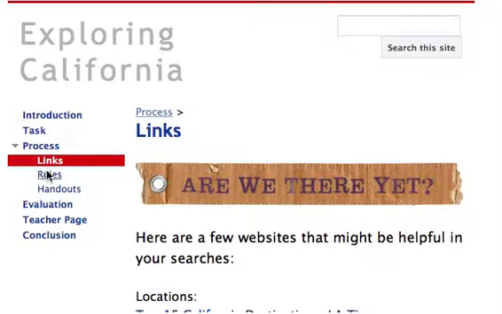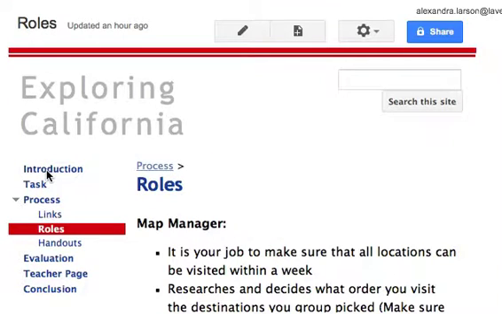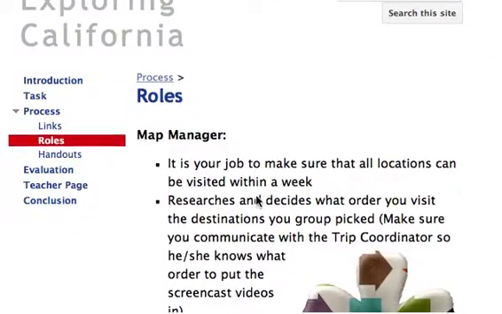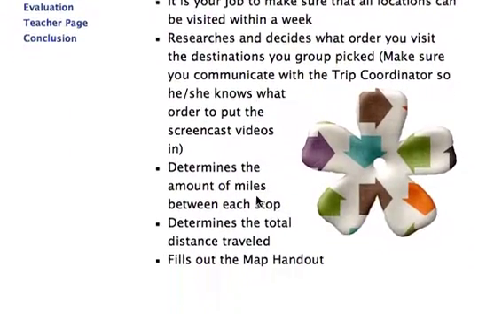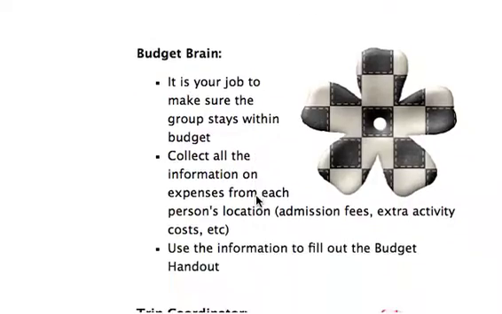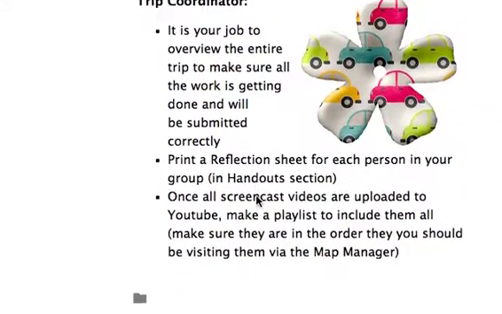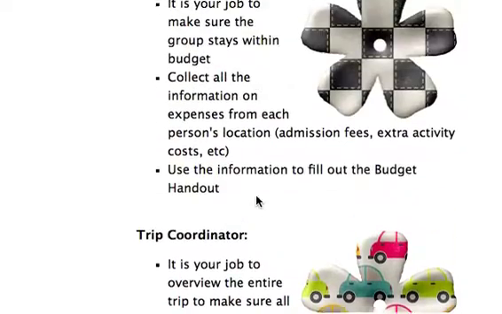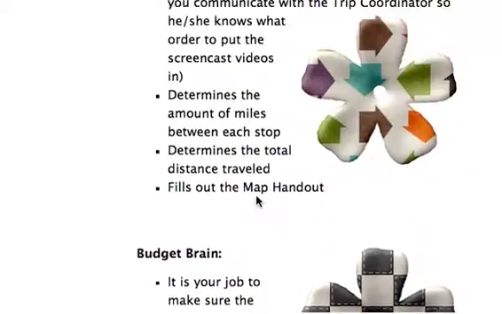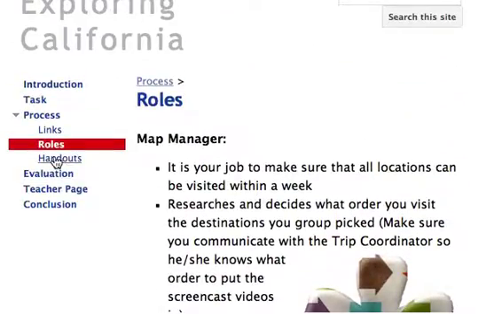The next one is the roles, and this one explains the roles that they will be completing in addition to their individual responsibility, which is to create a screencast of one of their final locations. So there's the map manager, the brain, the budget brain, and the trip coordinator. And each role is explained on this page.